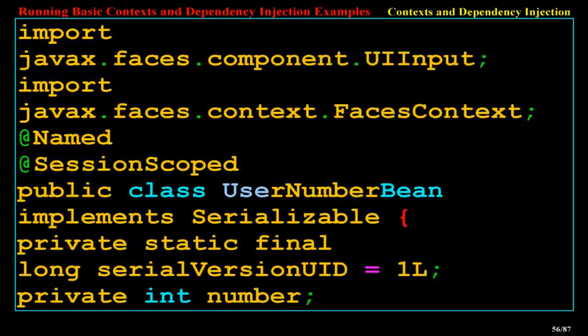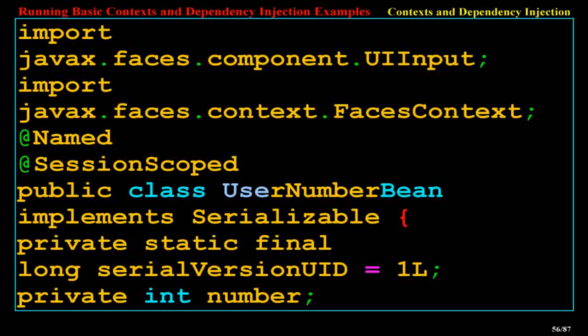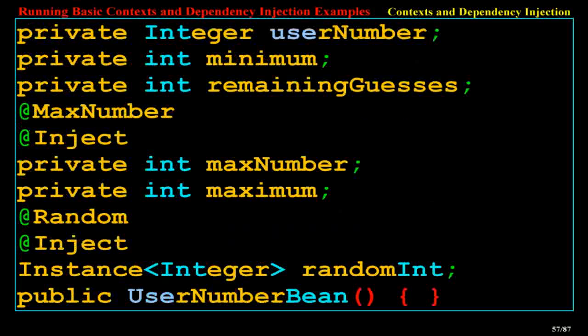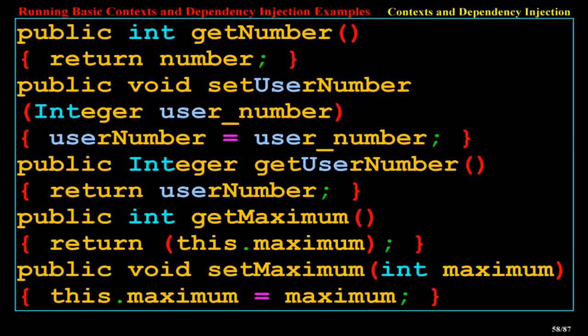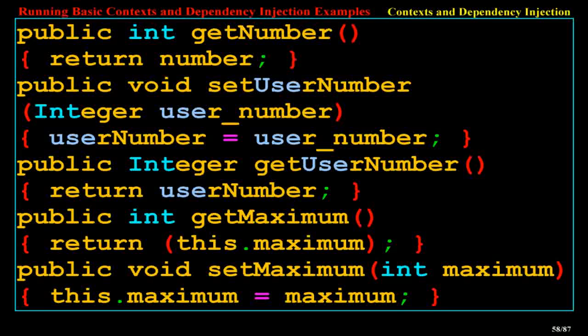@Named @SessionScoped public class UserNumberBean implements Serializable { private static final long serialVersionUID = 1L; private int number; private Integer userNumber; private int minimum; private int remainingGuesses; @Inject @MaxNumber private int maxNumber; private int maximum; @Inject @Random Instance<Integer> randomInt; public UserNumberBean() {} public int getNumber() { return number; } public void setUserNumber(Integer user_number) { userNumber = user_number; } public Integer getUserNumber() { return userNumber; } public int getMaximum() { return this.maximum; } public void setMaximum(int maximum) { this.